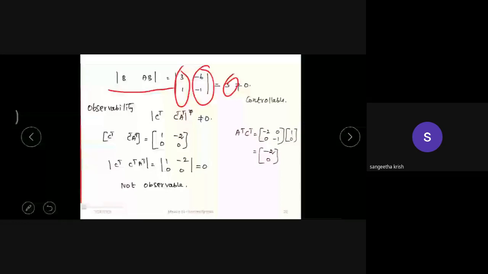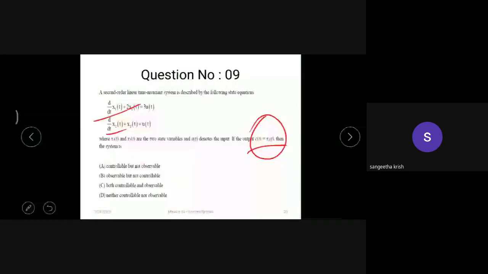Then similarly for observability, once again I can go for Kalman's test. The condition is C transpose, A transpose C transpose, and so on. So instead of B here, I will have C transpose. It's once again a very basic method. Just multiply and find the determinant. Here I'm getting determinant equal to 0, then the system cannot be observable. So the system is controllable but not observable. So I think the option is A.